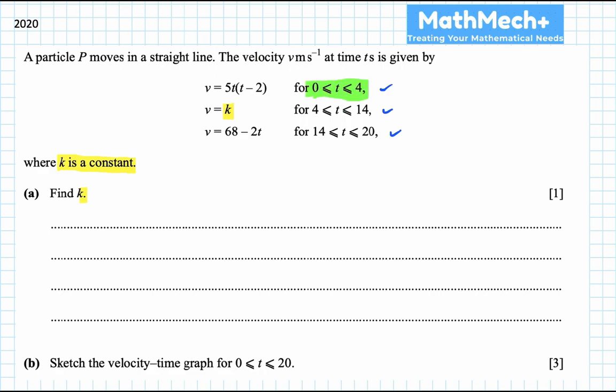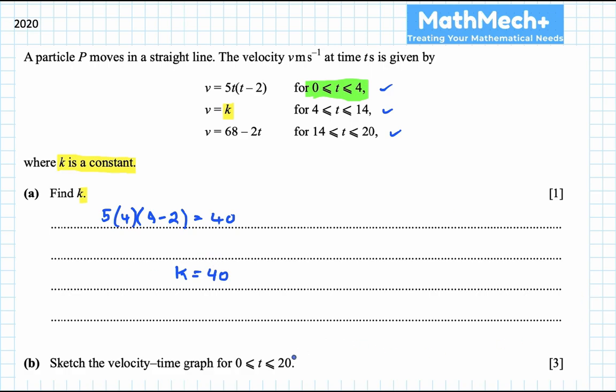We look at our first stage. Velocity is 5t times t minus 2. We replace t with 4, and you'll get 40. And we know that k is a constant. So our first stage, 5t times (t minus 2), we know that that's a quadratic. It's going to have a curve on it. It's positive, so it's going up. And so k must be 40.